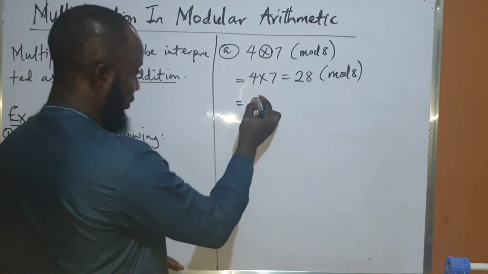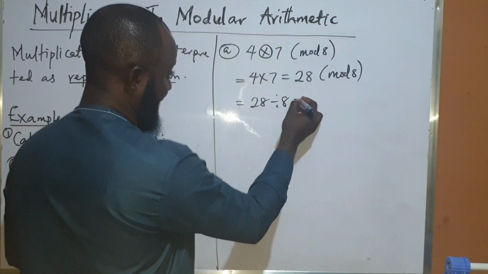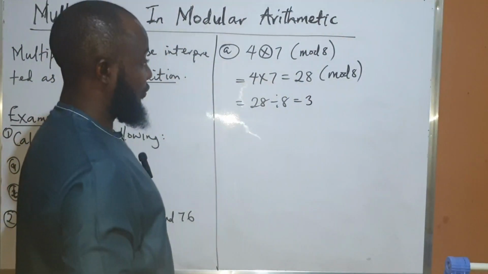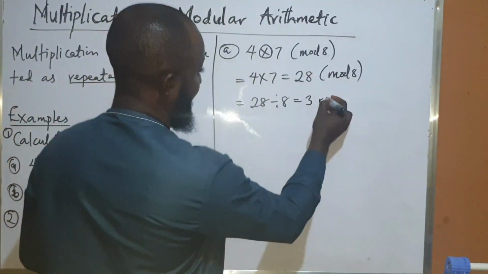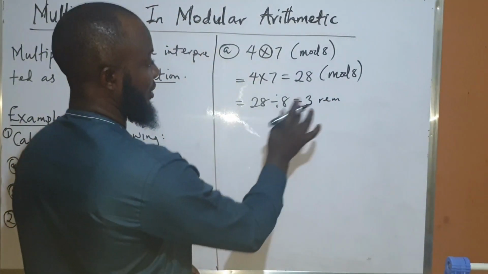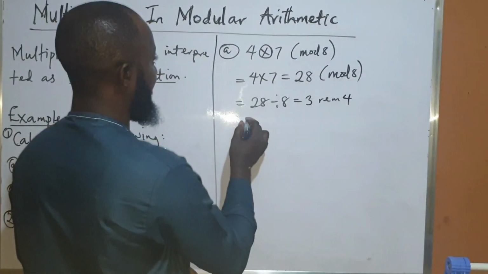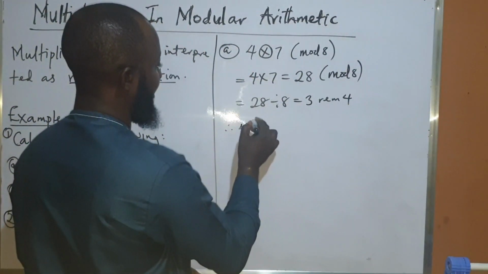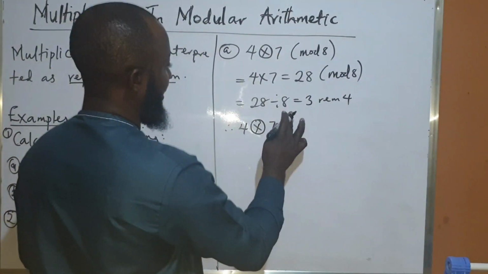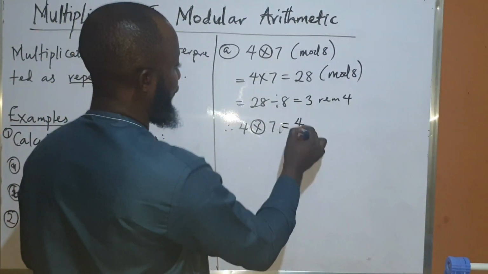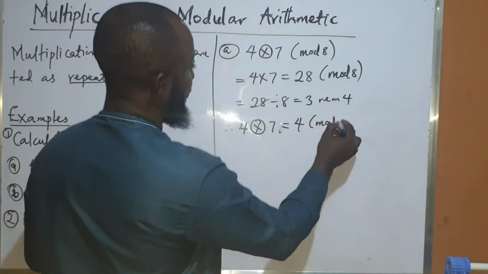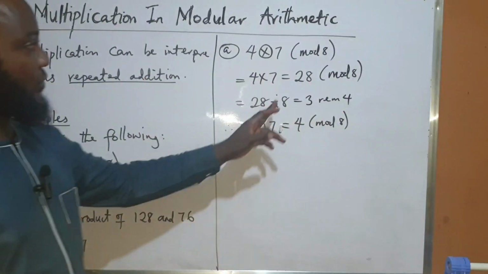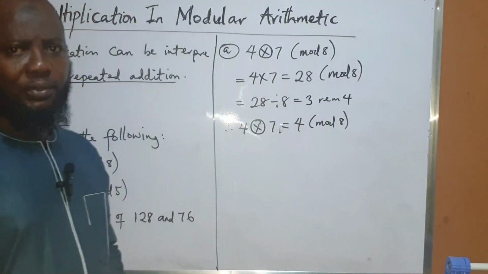That means we're going to have 28 divided by 8. That gives 3, which is 24. The remainder is going to remain 4. So that means 4 multiplied by 7 is equal to 4 mod 8. That's the answer. So the answer is 4 mod 8. We've simplified the answer here. I hope this is clear.